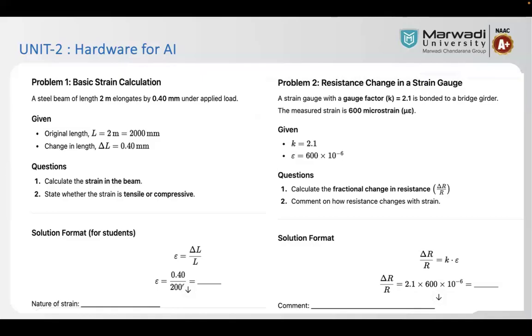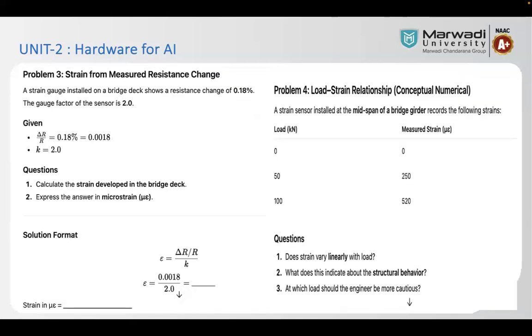So, delta R upon R. Delta R is something that is already given to you indirectly, through the gauge factor, right? So that is 2.5, and the strain is also given here as micro strain, that is 600 into 10 to the power minus 6. When you use the relation delta R upon R, which can be re-expressed as small k into epsilon, and multiply these two quantities, it will give you the required answer, right?